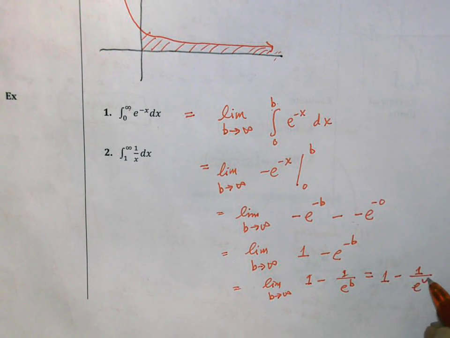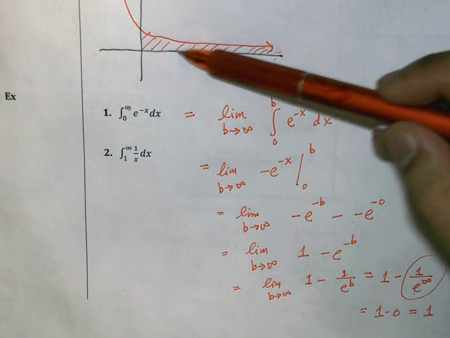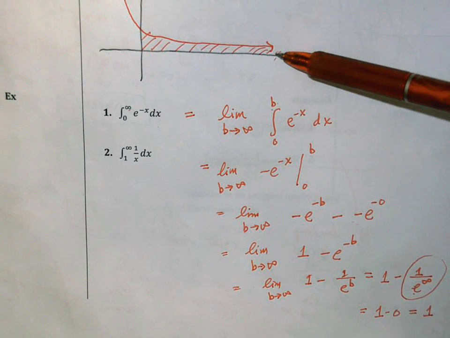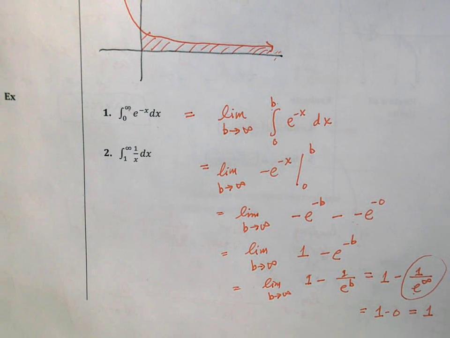This is really 1 minus 1 over e to a very large number. You're taking the base of e and raising it to a ridiculously large number. So this term is going to approach 0. You end up with 1 minus 0, which is equal to 1. Amazingly enough, if we add up all of this area between 0 and infinity, that area equals exactly 1.